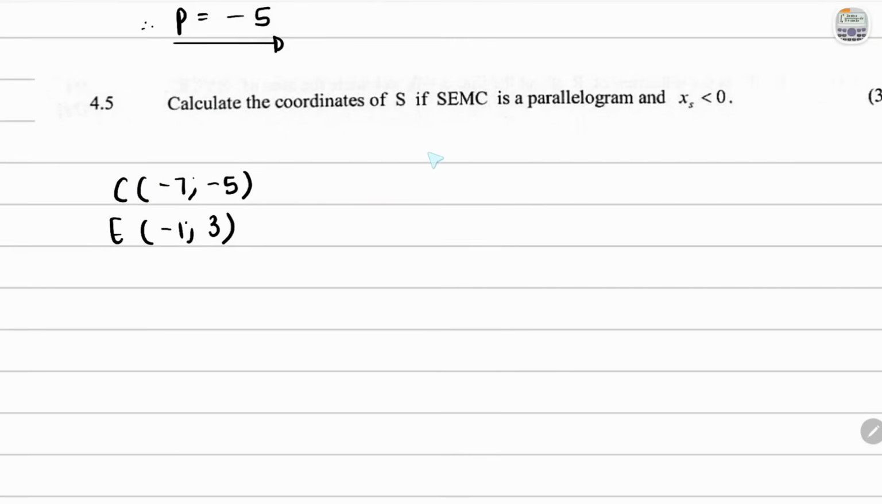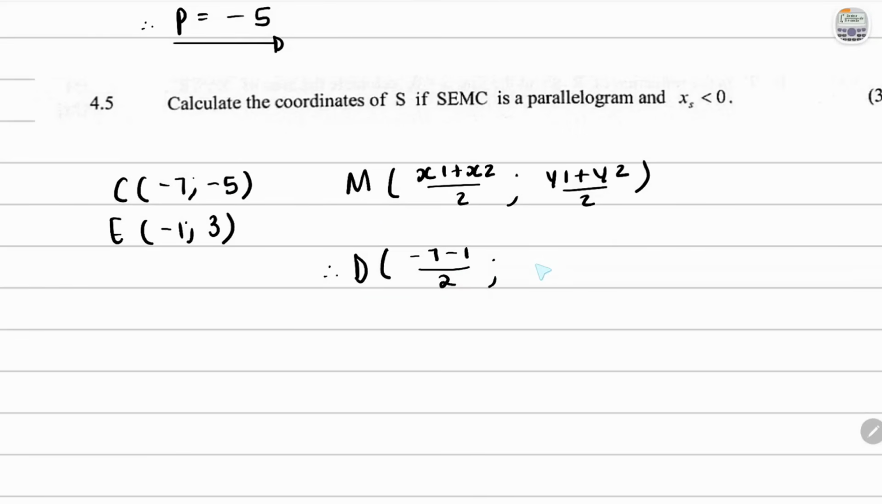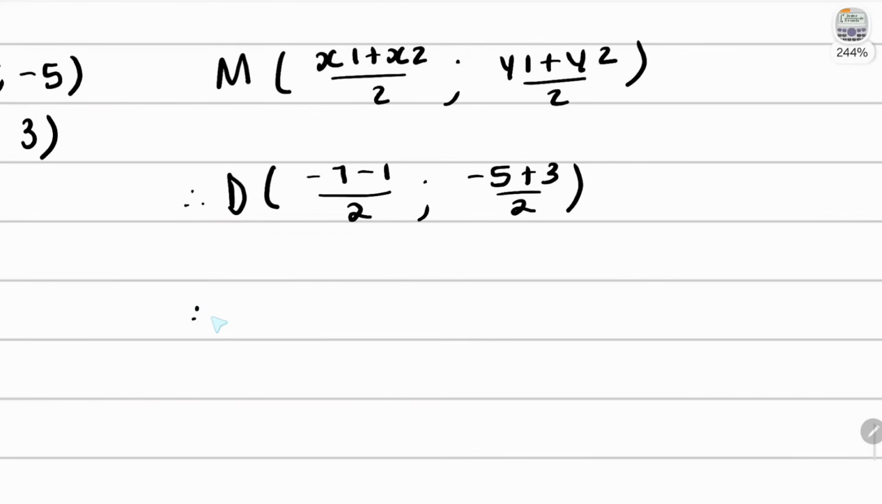The midpoint of CE, which is that point D. The formula for midpoint is x1 plus x2 over 2, and then y1 plus y2 over 2. And we know that that's the point D. So x1 and x2, that's just -7 minus 1, because it's plus -1, over 2. And then the y's is going to be -5 plus 3 over 2. Let's simplify. D is finally -8 over 2, which is -4, and 3 minus 5 is -2 over 2, which is -1. So we know what D is now.